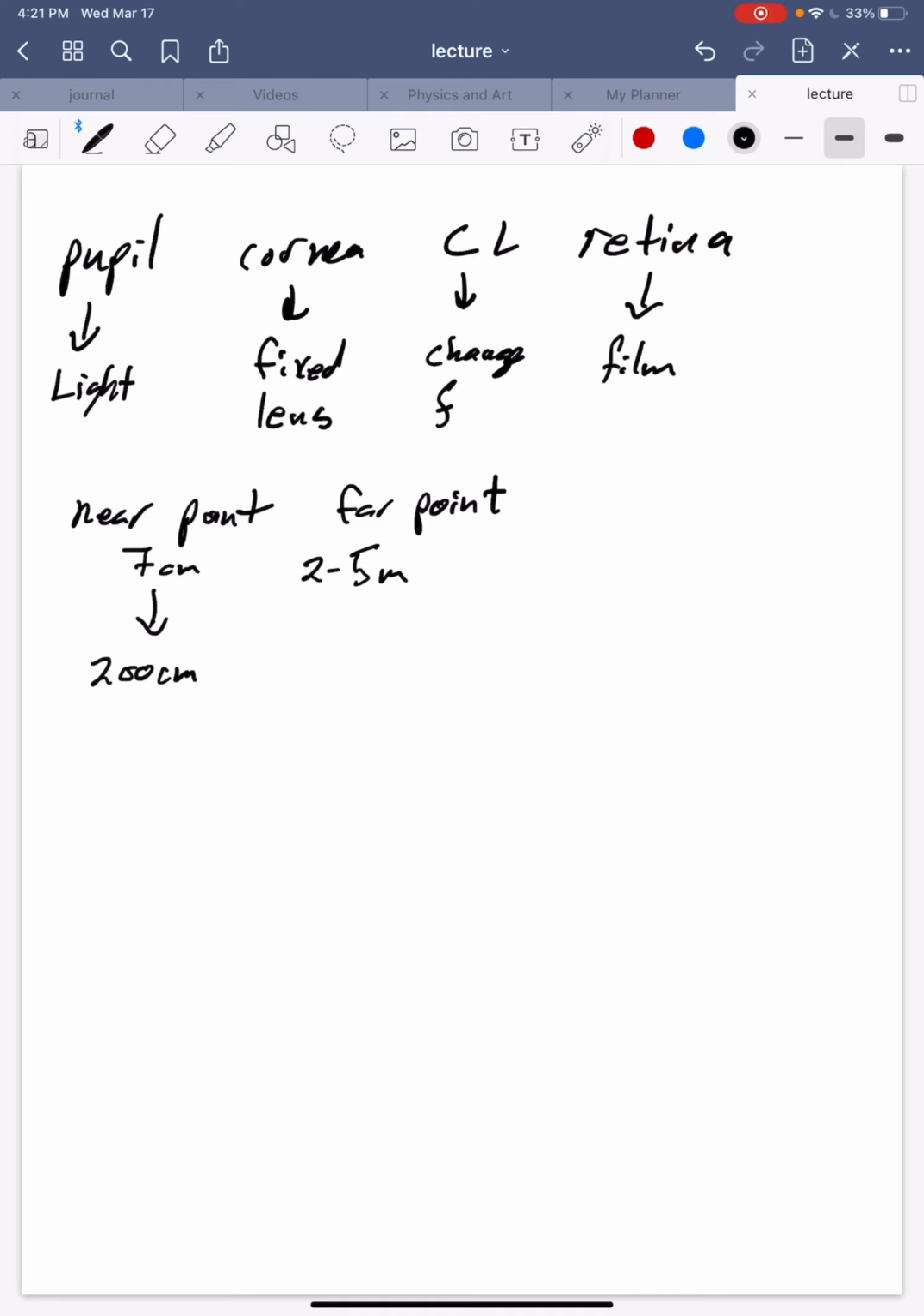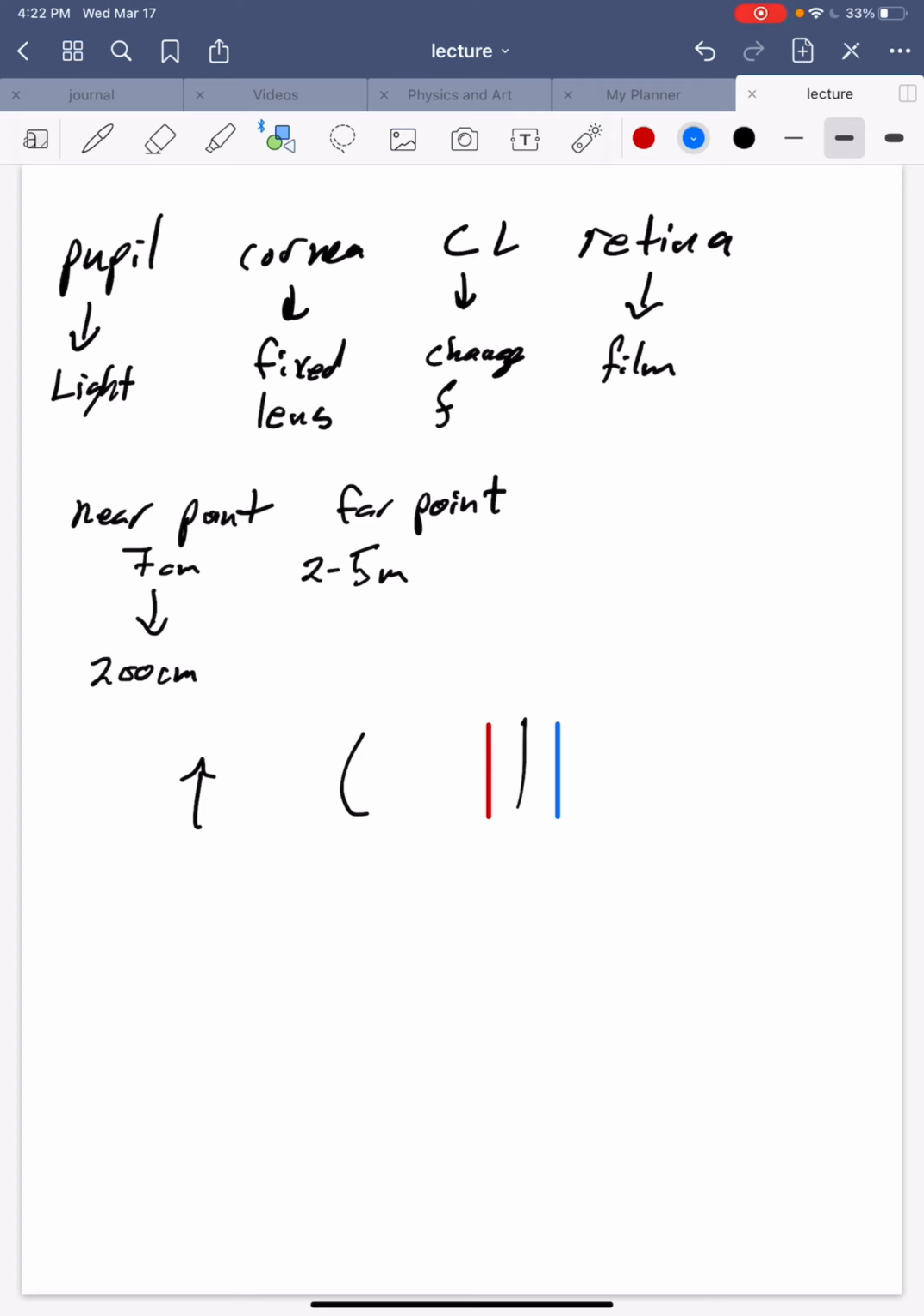So how is it that this system fails us? Well, one of the ways it fails us is if I've got an object over here, and I've got my eye, and here's my retina, I might not bend the light so that it hits where it's supposed to. So instead of focusing the light on the retina itself, I could focus the light a little bit in front of the retina or a little bit behind the retina.